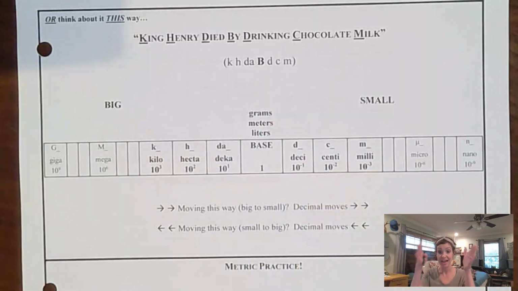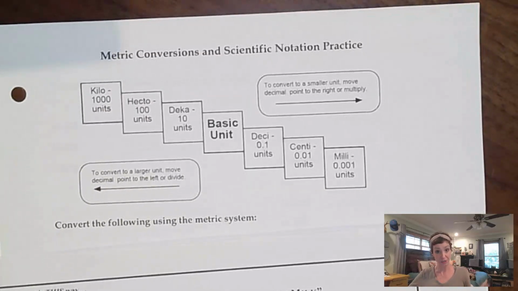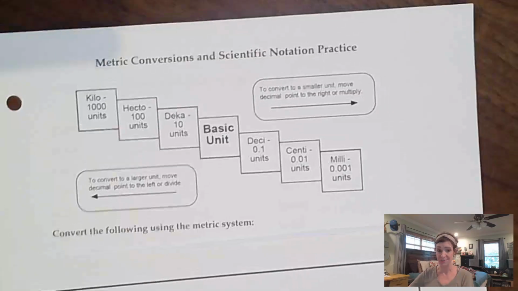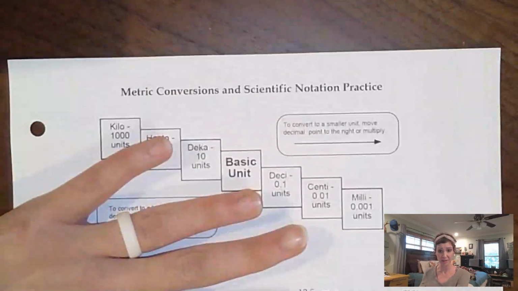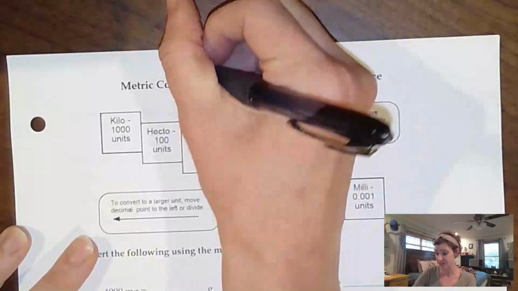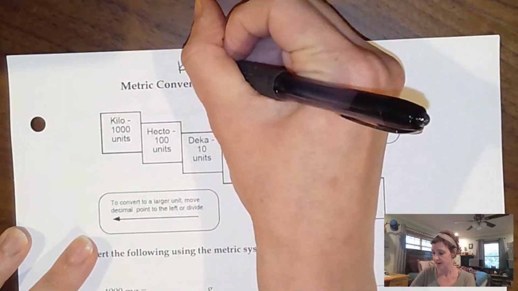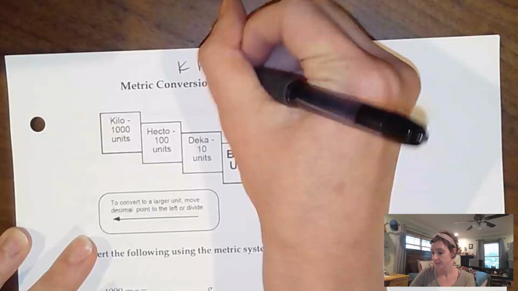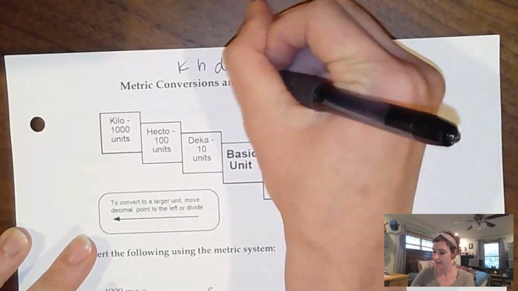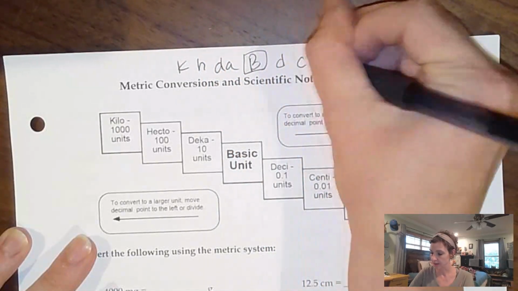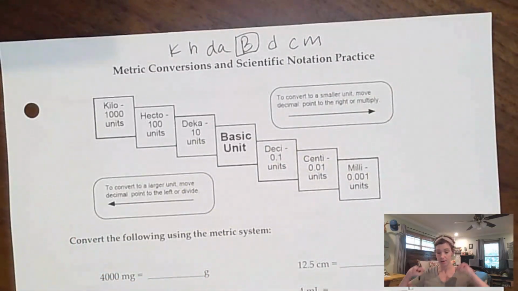Then I can actually have my own little metric chart where I can practice with my fingers and counting how many places it's going to take for me to convert from one unit to another. Very quick, very easy, and in fact, you guys have a homework assignment on metric conversions and scientific notation practice. I put the chart on here that we talked about now, but you might get used to, since you're about to be quizzed on it, just writing the King Henry died by drinking chocolate milk. That way you're just ready to go, because we love that.